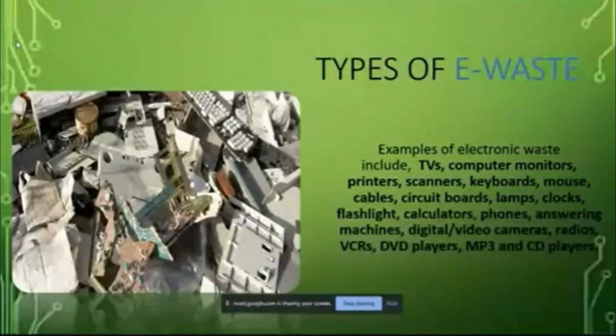Types of e-waste. Examples of electronic waste include TVs, computers, monitors, printers, scanners, keyboards, mice, cables, circuit boards, lamps, clocks, flashlights, calculators, phones, answering machines, digital video cameras, radios, VCRs, DVD players, MP3 and CD players.